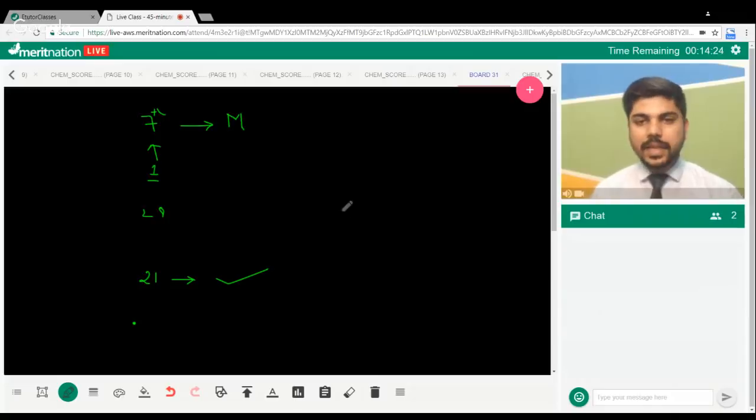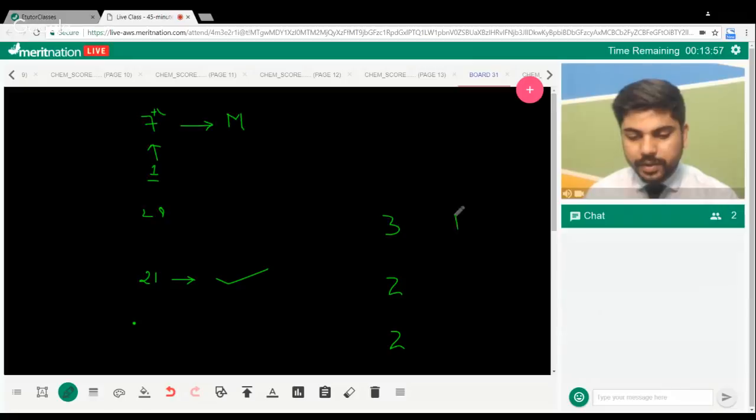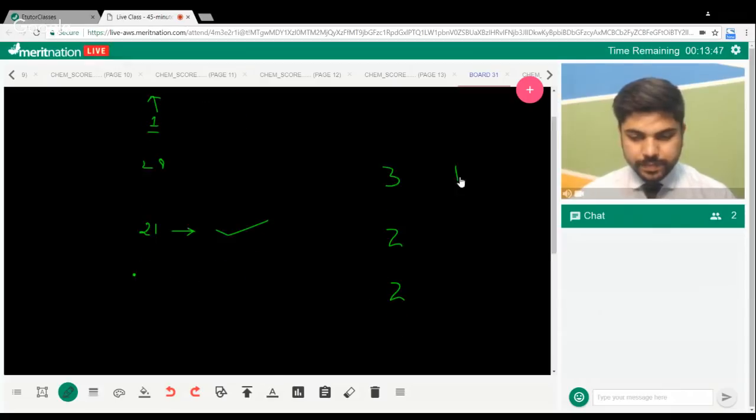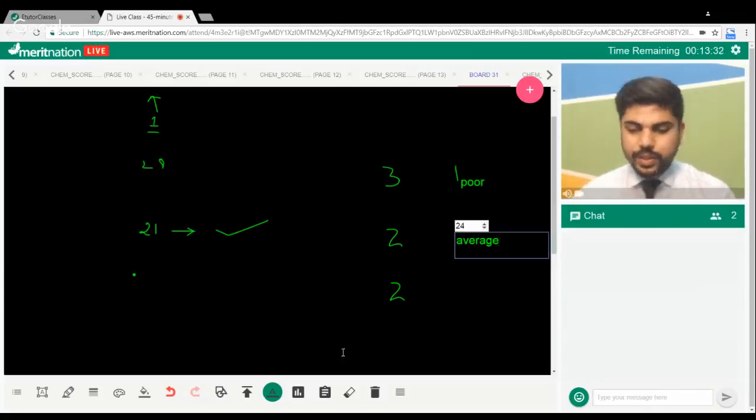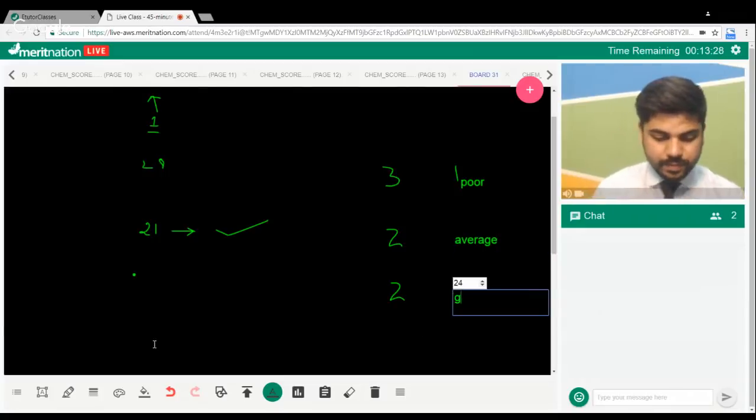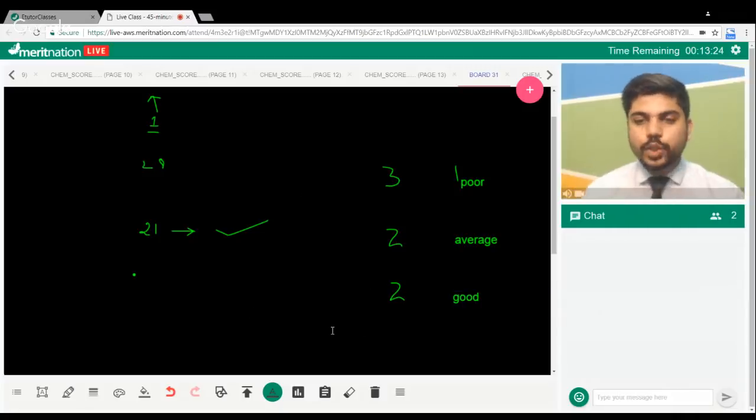So, I'm going to divide these 7 days in three, two, and two. Okay. I'm going to divide your 7 days in three, two, and two. And correspondingly, I'm going to write here three keywords: poor, average, and good. What are those? So that basically shows how good you are at a particular subject.